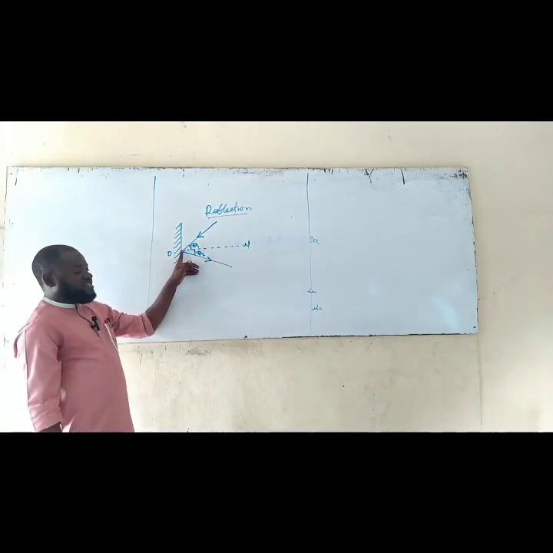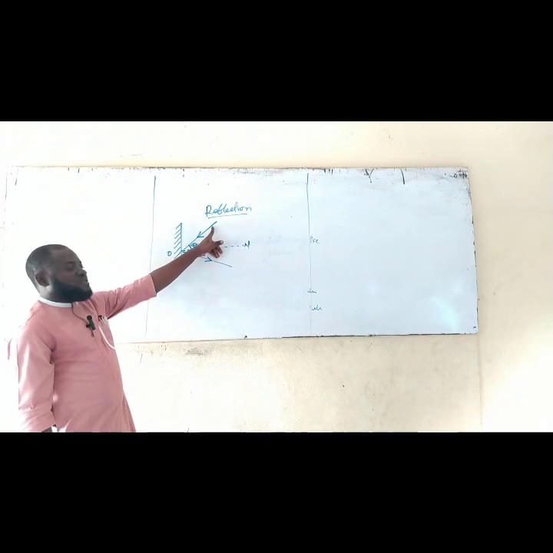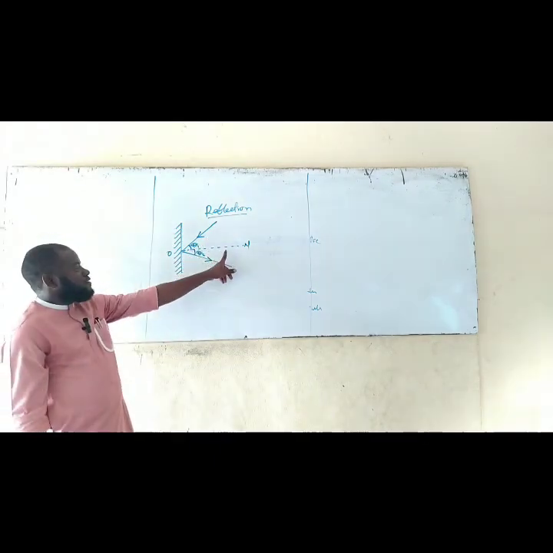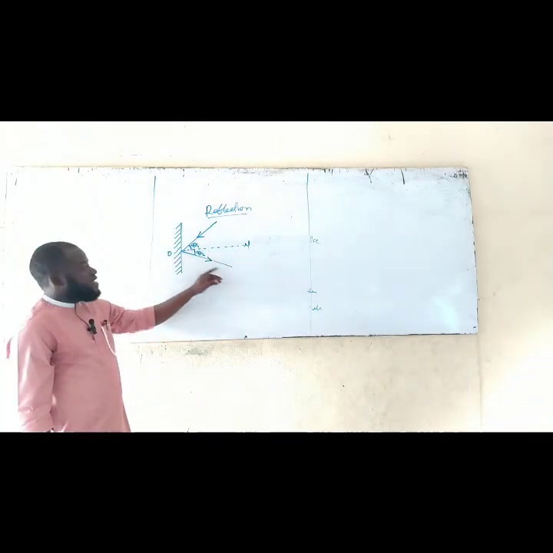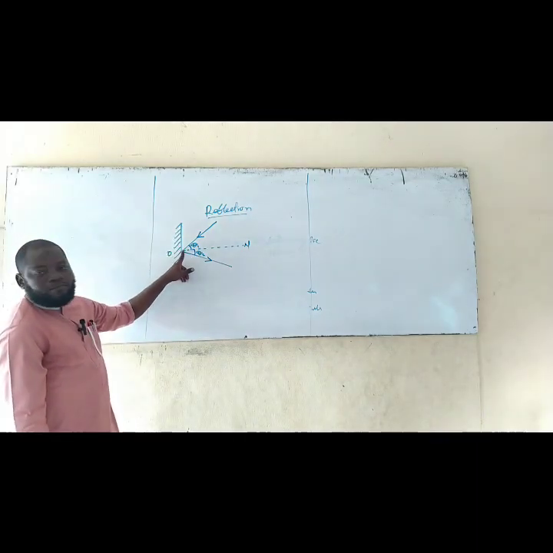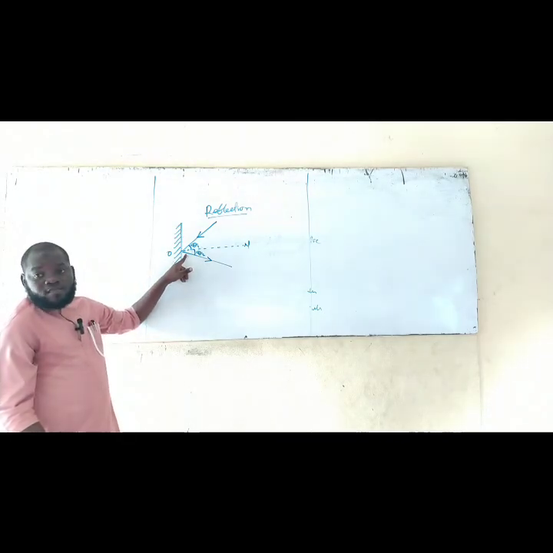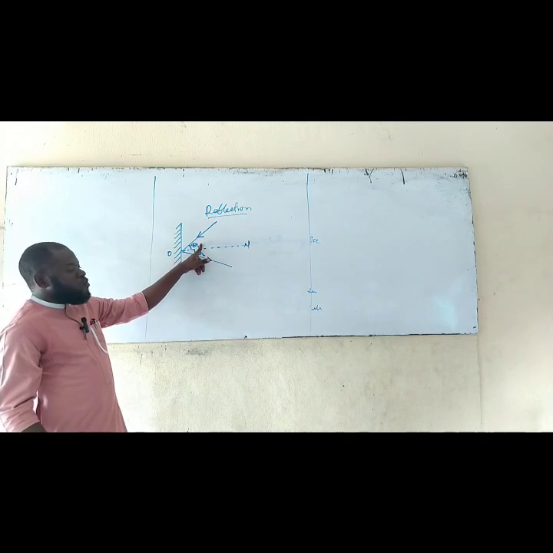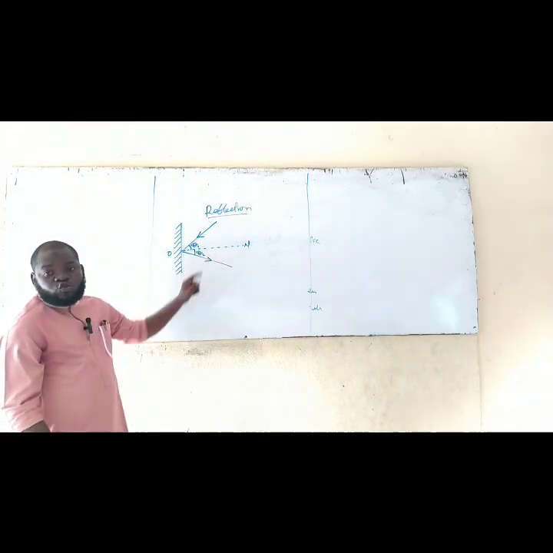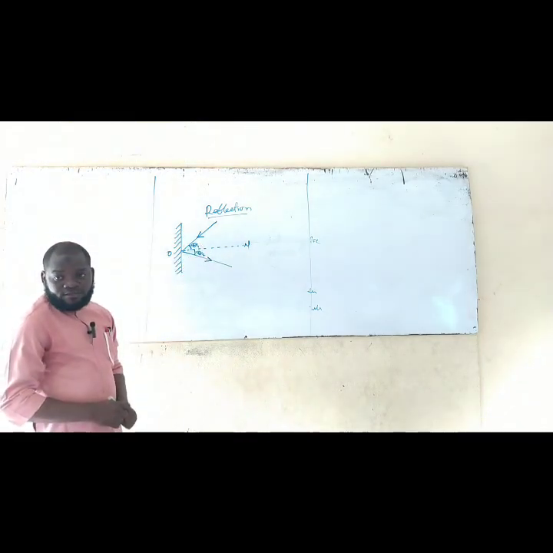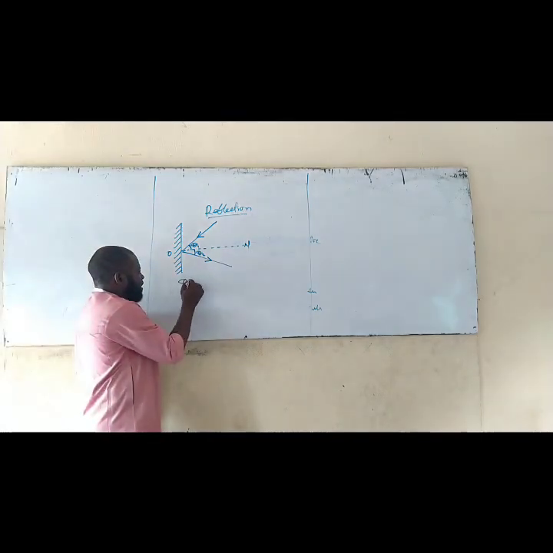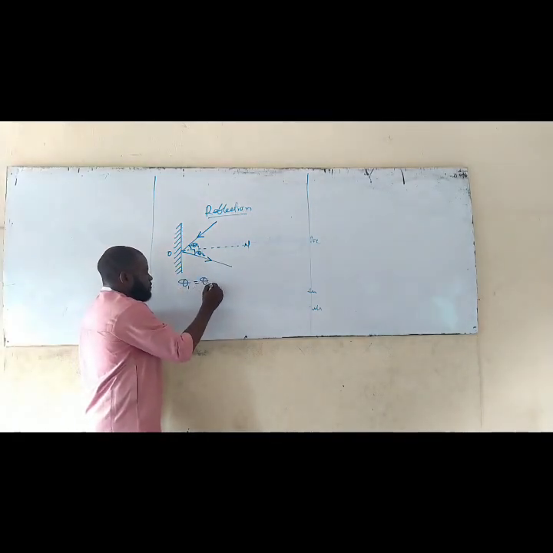So this is the point of incidence, and when you look at the incident ray, the normal, and the reflected ray, they are all on the same plane. Am I making sense now? The second one is that the angle of incidence is equal to the angle of reflection. So that means that θ1 will equal θ2.